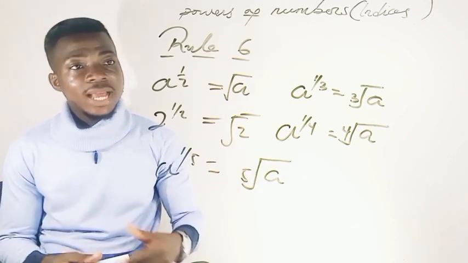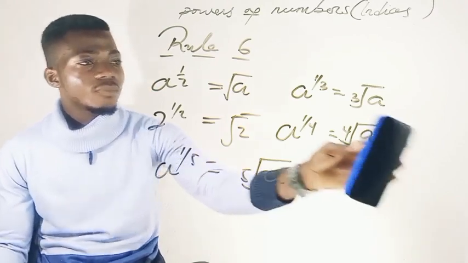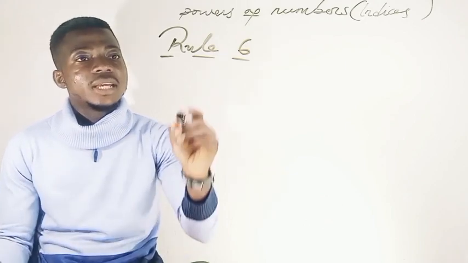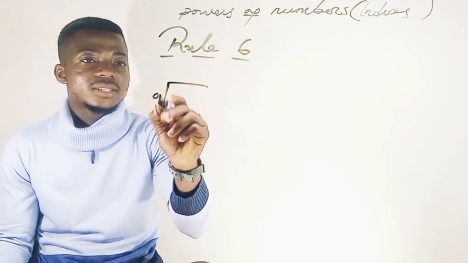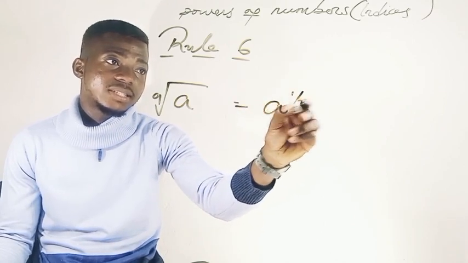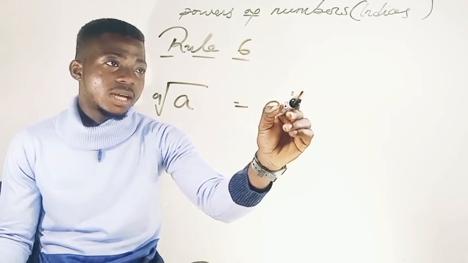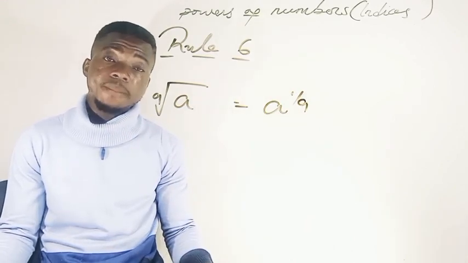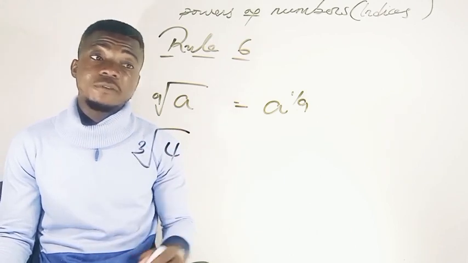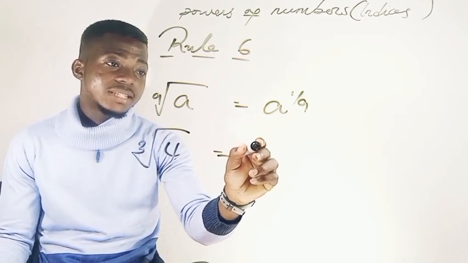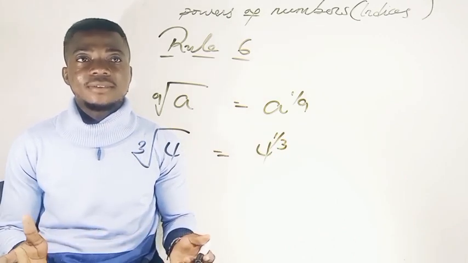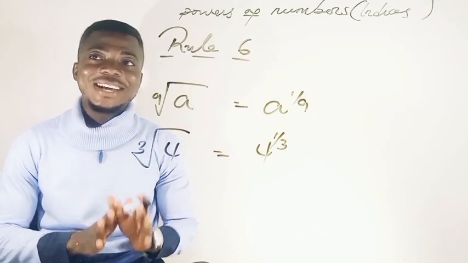In the same vein, the reverse is also acceptable. If you're given this, you can just write it as this, over 9. And if you're given maybe cube root of 4, you can just make it like this: 4 exponent 1 over 3. It's also correct. So that's rule number 6.